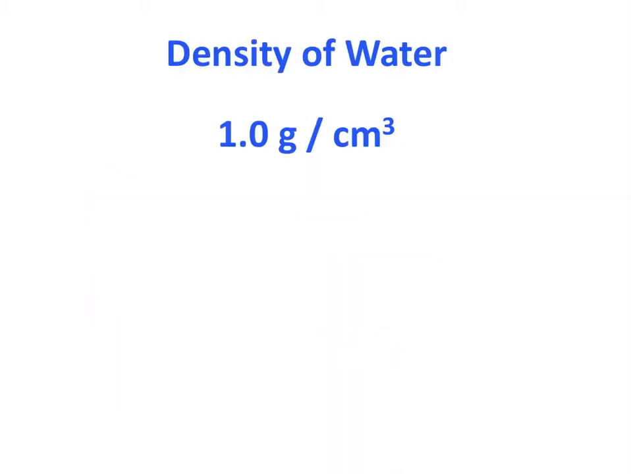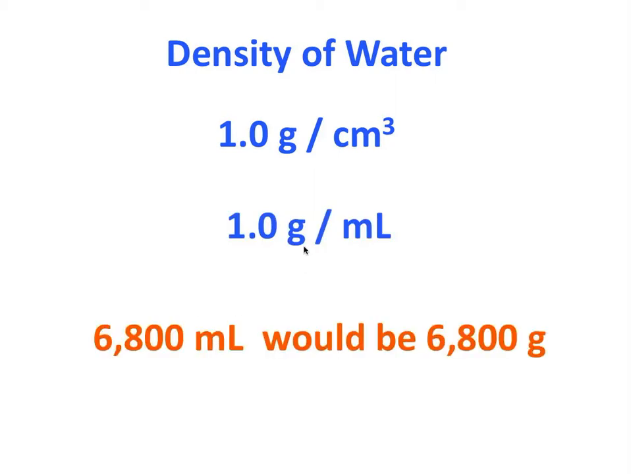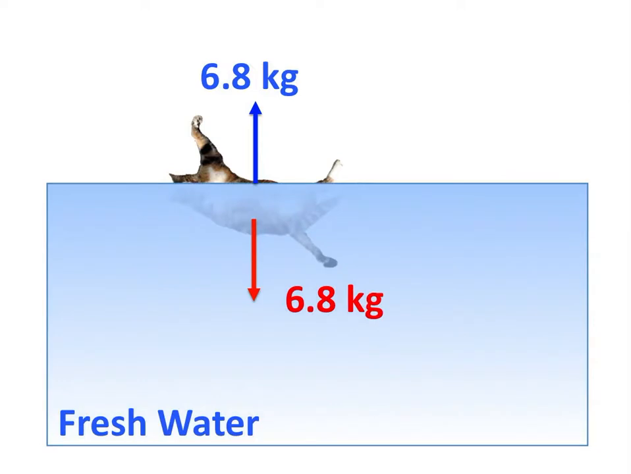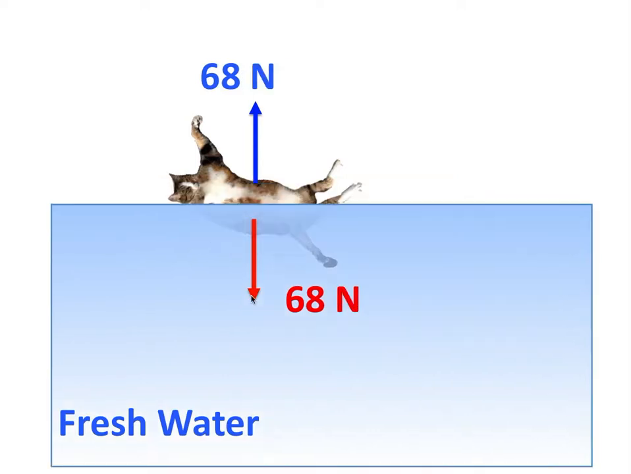And if we know that the density of water is 1, which is 1 gram per cubic centimeter, which is the same way of saying 1 gram per milliliter, we can very quickly find out, without a whole lot of math here, if 1 gram is 1 milliliter, then 6,800 milliliters would be 6,800 grams, or 6.8 kilograms, or we could use that Newton stuff again. And sure enough, what we find here is that the force of buoyancy, based on the volume displaced, would have to be 6.8 up, 6.8 down in terms of mass, or if we do the newtons, 68 newtons up, 68 newtons down.